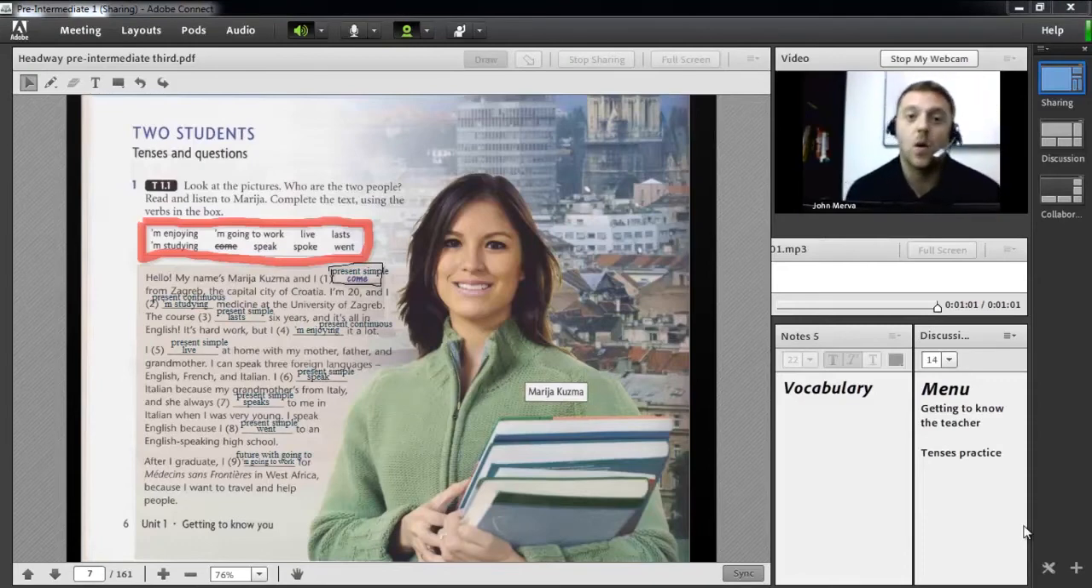As we said, number 1, I come is the present simple. Number 2, I'm studying is of course present continuous. Number 3, lasts, of course present simple. And number 4, I'm enjoying, present continuous again. Number 5, again the present simple. Number 6, also present simple. Number 7, speaks, present simple tense again. And number 8, once again, a lot of present simple in this exercise.